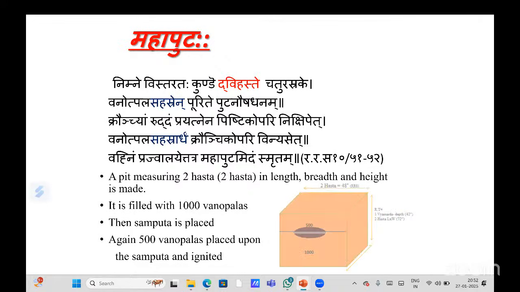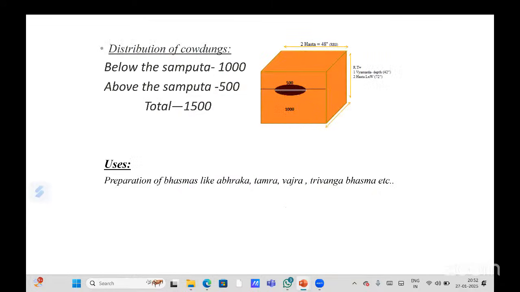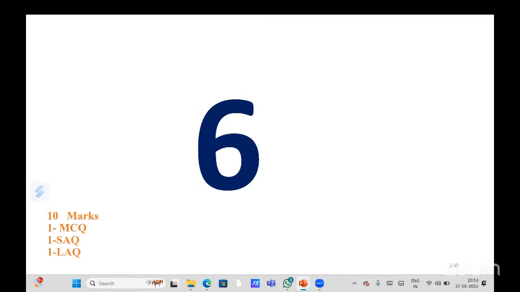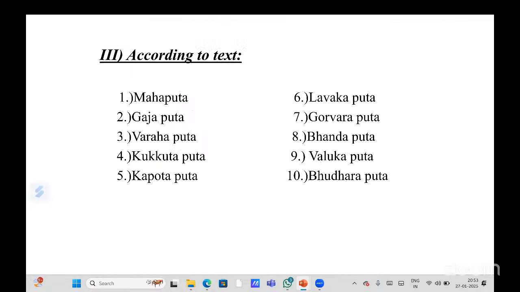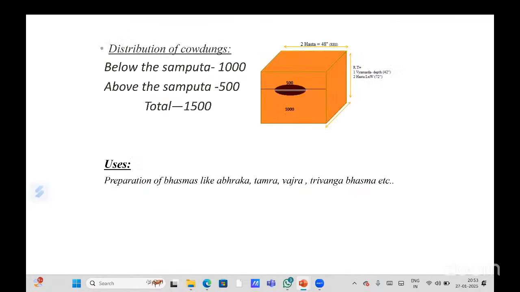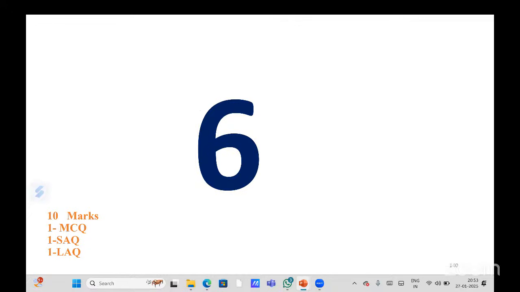So where is it used? This Mahaputa is used to get Abrakabhasma, Tamrabhasma and Vajrabhasma. Here Tivragni is required, the temperature range is more. For that reason, this Mahaputa is used. Even for Abrakabhasma, we also use Gajaputa. So this is in relation with the concept of Puta. You may get questions like define Puta, Puta Prayojana, etc.